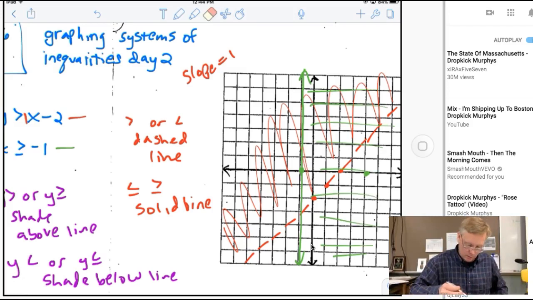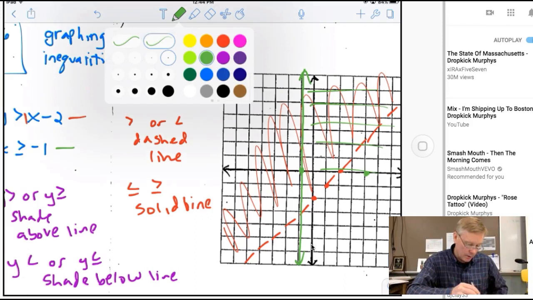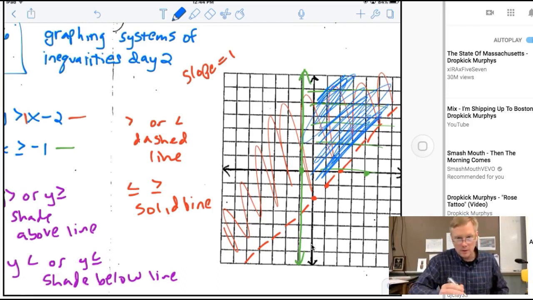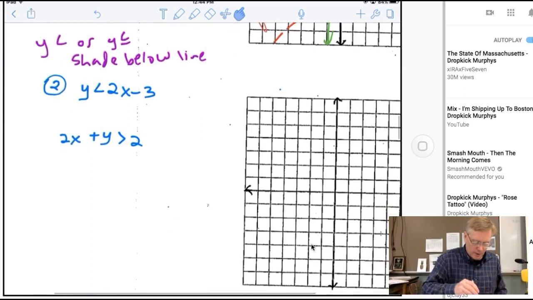Now I'm going to erase this part because what I'm actually looking for is where the overlap is. And remember, there's two ways to do this. You can either do it with the arrows or the overlap. I wouldn't recommend both. So this is where the overlapped area is, and that would be your solution area. Okay, so any point in that shaded area there will be an answer. All right, if you got questions on that, please bring them to class. Second one.